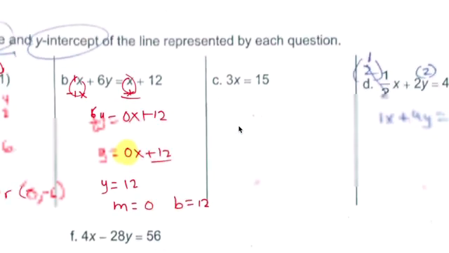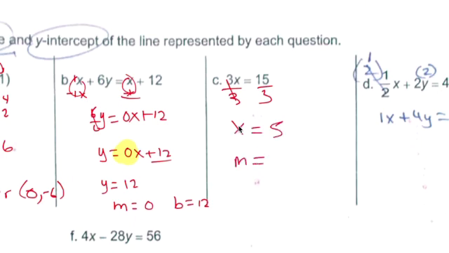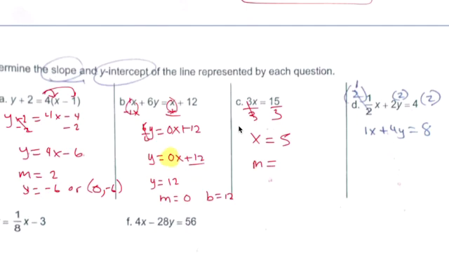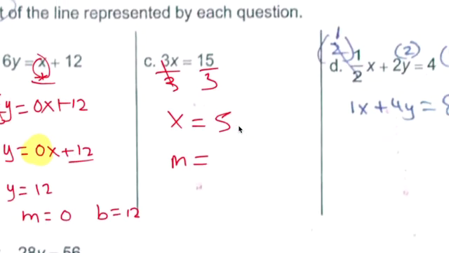I hope you, divide by 3. x equals 5. The slope is undefined, and there's no y-intercept.